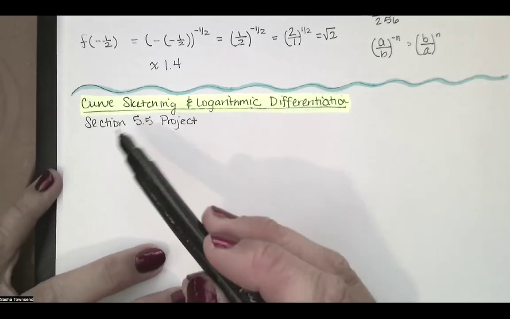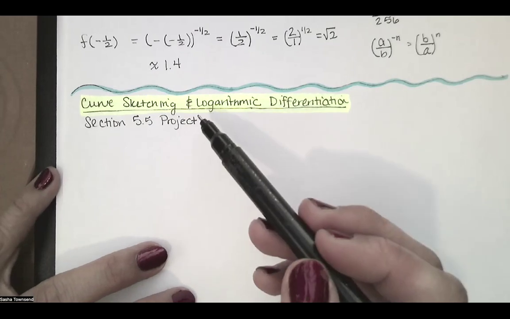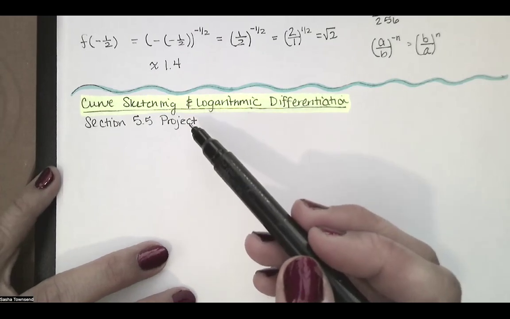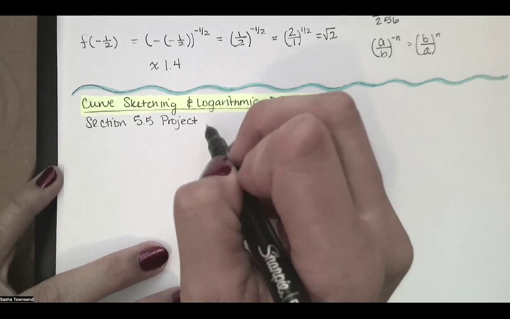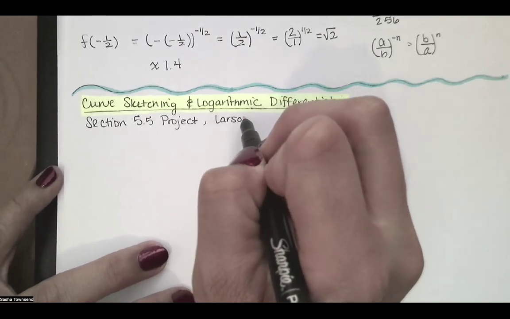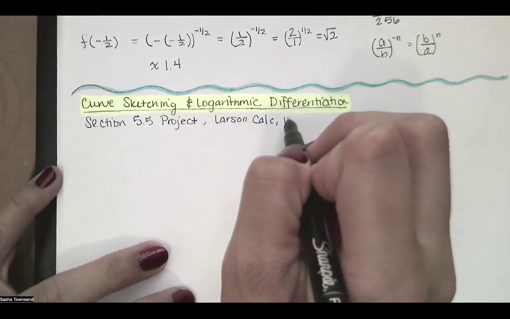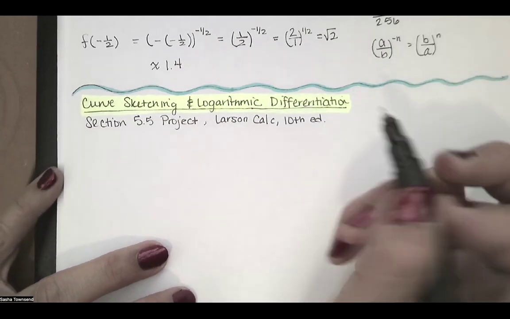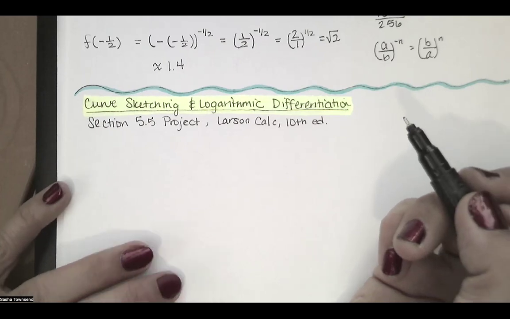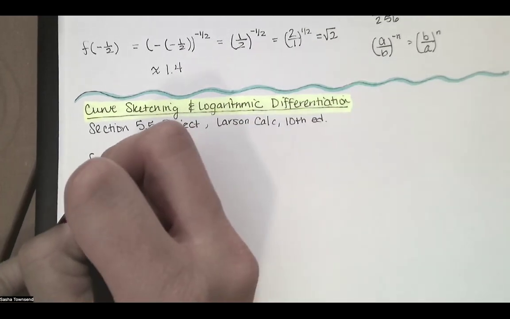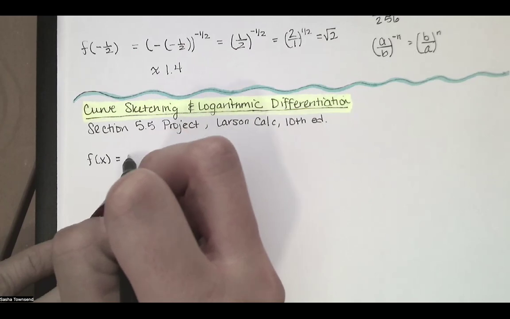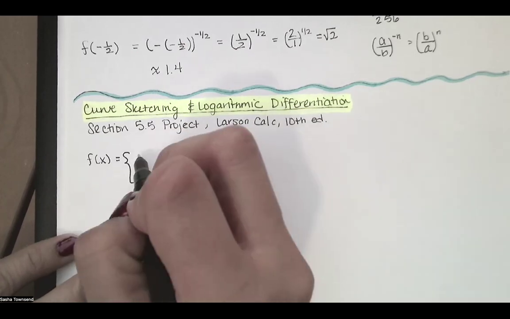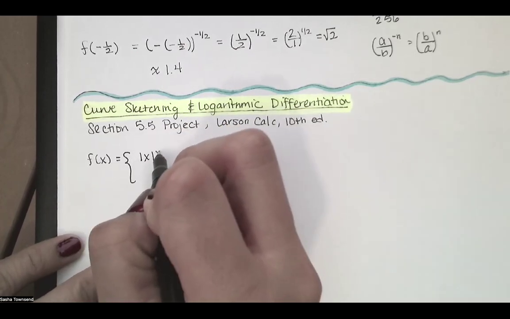In this video, we discussed the section 5.5 project. This is the last assignment at the end of section 5.5 in the Larson Calculus textbook, 10th edition. Basically, it's about curve sketching, and it's also about logarithmic differentiation because our function is a piecewise function, where one of those pieces or branches involves a function of x raised to the function of x.